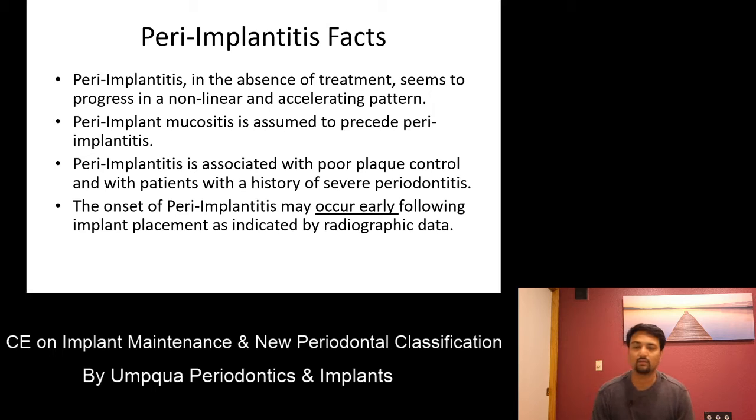This is talking about more risk factors. If you have a patient who has severe periodontitis, then he's more likely to have peri-implantitis associated with the implants. The onset of peri-implantitis may occur early following implant placement. What the statement is saying is even before a final crown placement is done on an implant, you can have more than the expected initial remodeling around the implant, and that is considered peri-implantitis too.